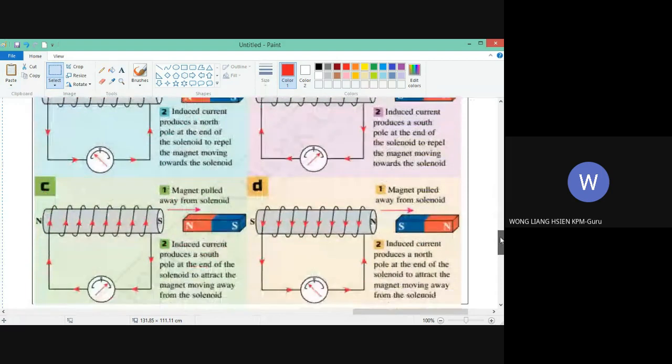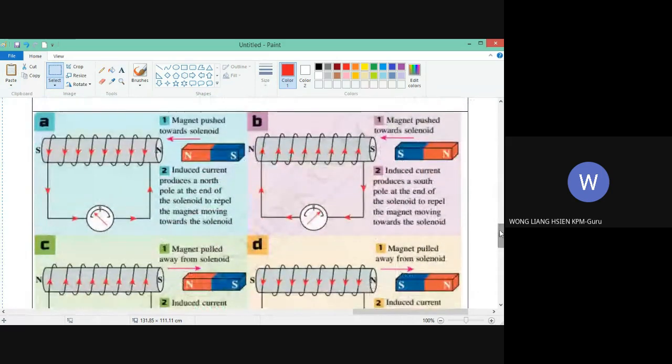Okay, so this is the discussion. You see, magnet pushed towards solenoid, then this side will be north. You see or not? That means the induced current in the solenoid will make this side of the solenoid become north. So north and north will repel. So with the induced current in this direction, the pointer will point in the opposite direction.